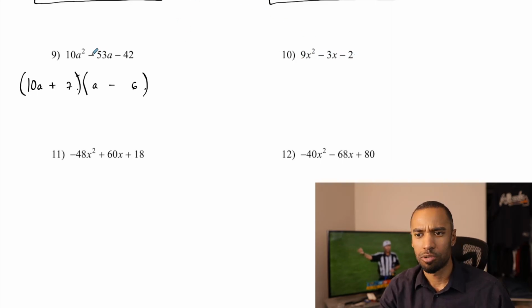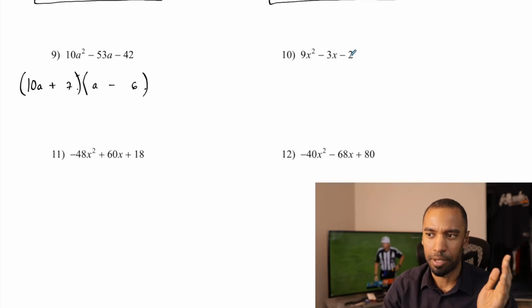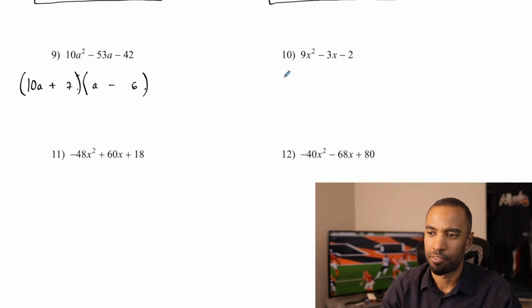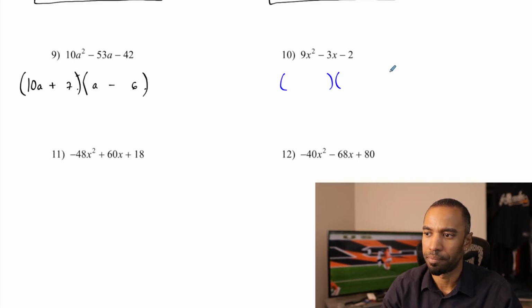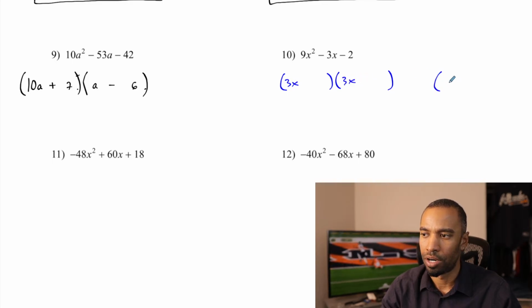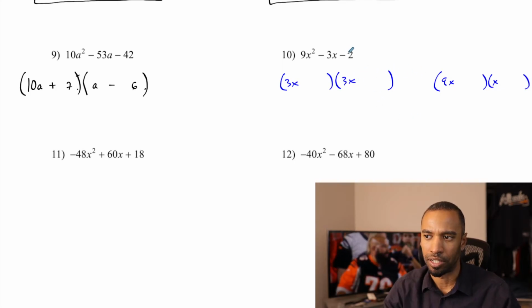All right, number 10, which actually might be an easier problem than number 9 here. Number 10, we have a prime here, so that's very good. So no common factors though, right? No common factors. So we're either going to be doing, with 9x squared, either 3x times 3x or 9x times 1x. All odd numbers there. So we probably can't luck out in talking about factoring.